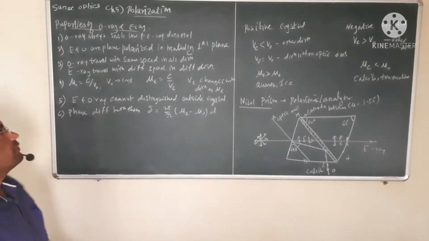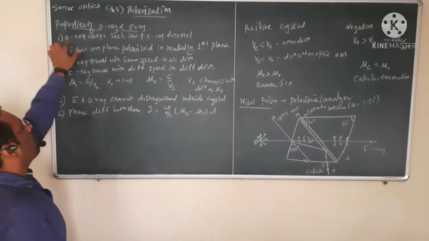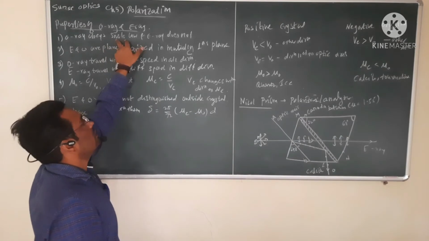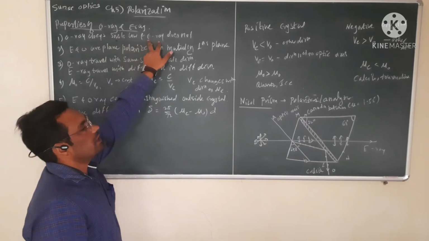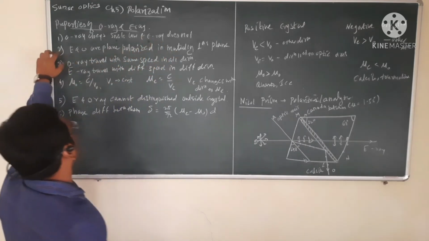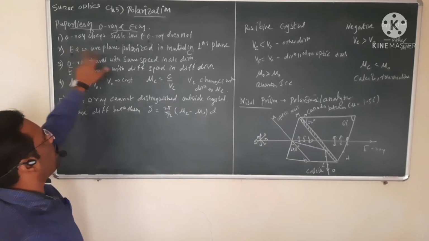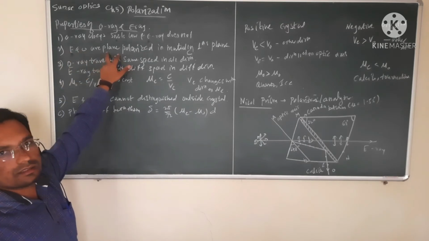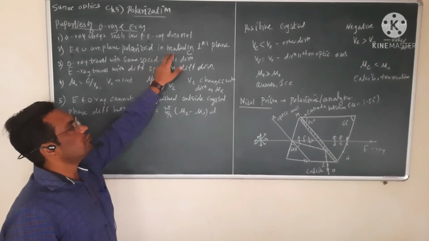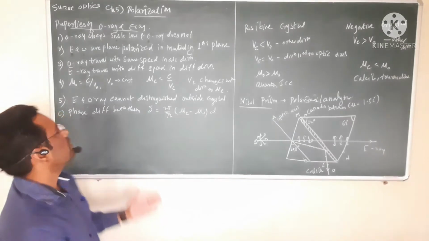The first property of ordinary and extraordinary ray is that the ordinary ray obeys Snell's law of refraction, while the extraordinary ray does not obey Snell's law of refraction. Then the second property: ordinary and extraordinary rays are plane polarized rays. Both rays are plane polarized, but their planes of vibration are mutually perpendicular to each other.